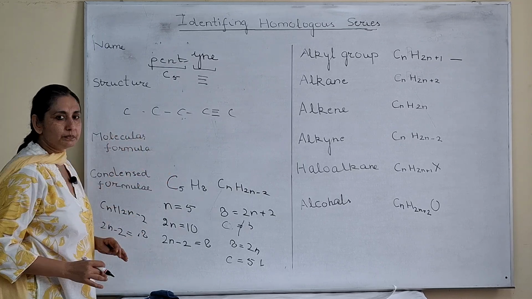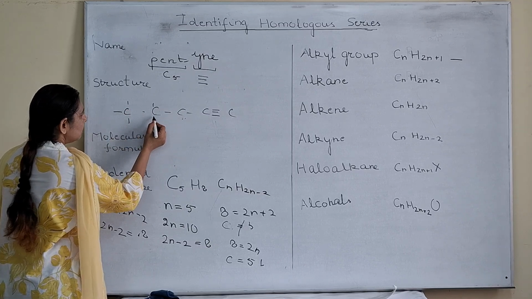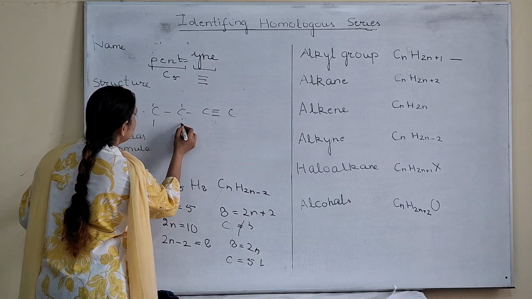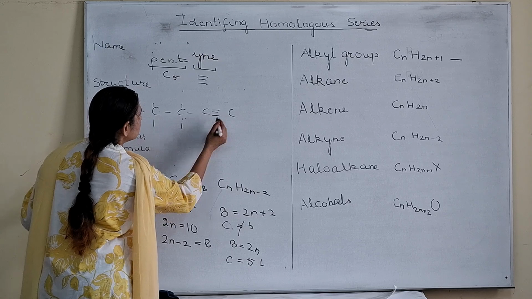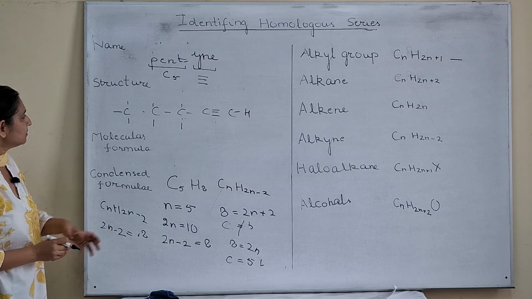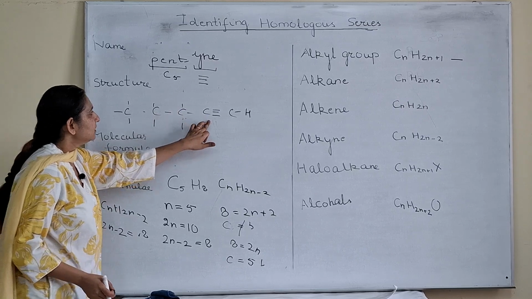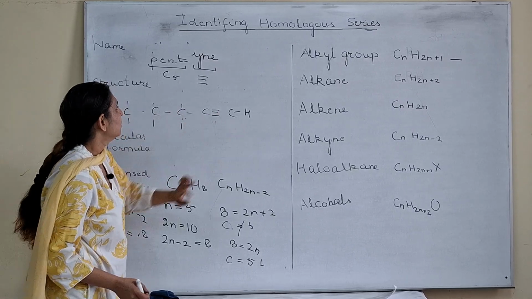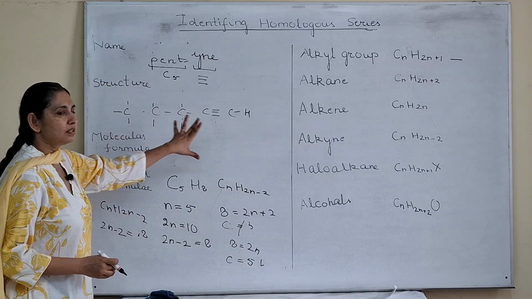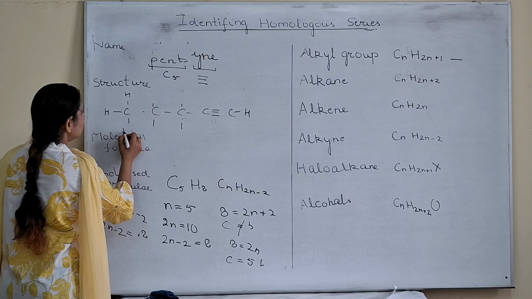Now let's set the hydrogens. How many valencies are left? Sorry, I'm not counting it correctly. I have just tried to complete 4 valencies for all the carbons. This has 1, 2, 3, 4. This has 1, 2, 3, 4. And this one has 1, 2, 3 and 4. So this is how this is satisfied. Pentyne, this becomes the structure of pentyne, and here put the hydrogen.